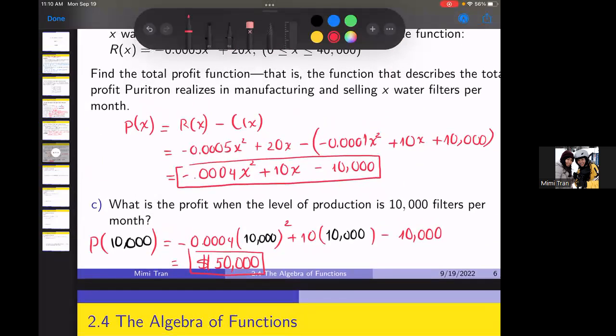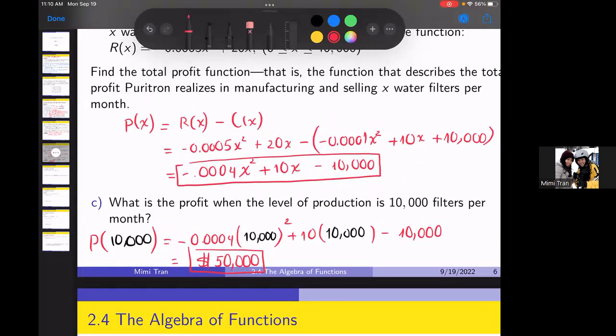Do you have any questions up to this point? No? All right, let me entertain you a little bit before we go to composition.